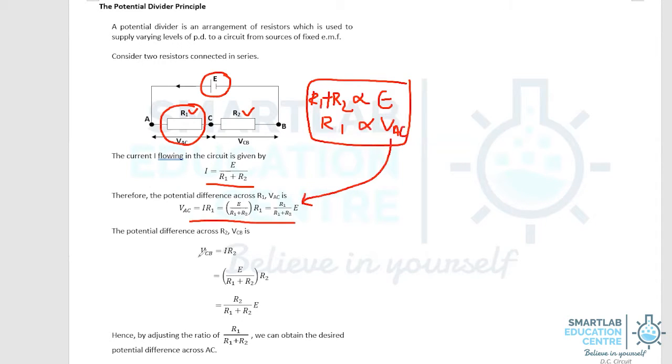Similarly, in the same vein, if you want to find the potential difference across VCB, we can do likewise. The only difference is that R2 is directly proportional now to VCB. And from there, we again can derive this expression. So this is a very quick way of calculating potential difference without having the need to calculate the current.